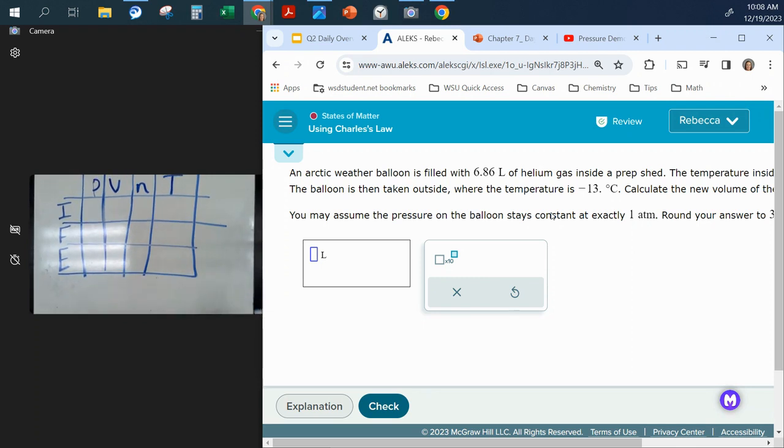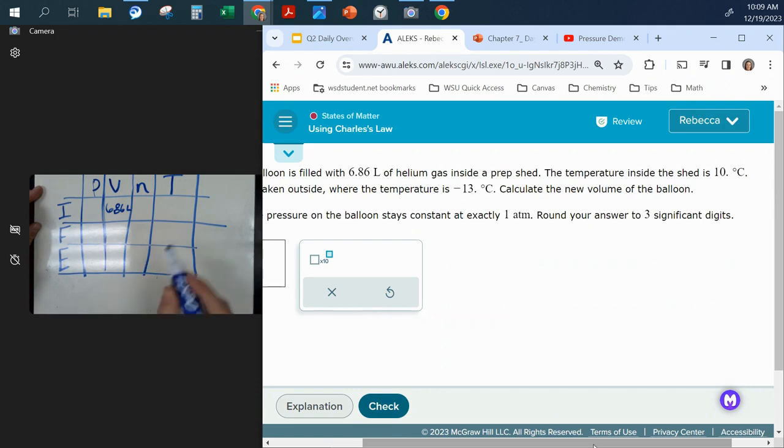Okay, so this one says Arctic weather balloon filled with 6.86 liters of helium. So that's our volume. Liters is volume. With helium inside a shed. The temperature inside the shed is 10 degrees. So let's not put 10 here. Let's put 273.15 plus 10. That will give us our answer in Kelvin. That's what we need. So that one's easy. 283. Remember, this one has no decimals, so our answer can't have any decimals. That's why now we have 3 sig figs. So I'm going to put that here. 283 Kelvin. Okay.